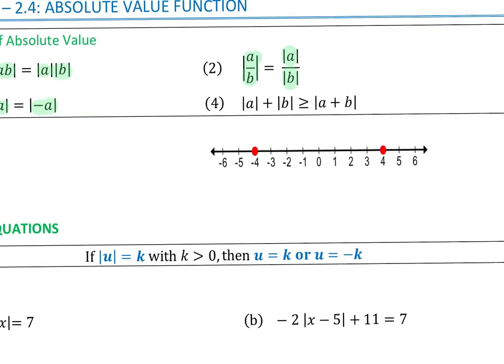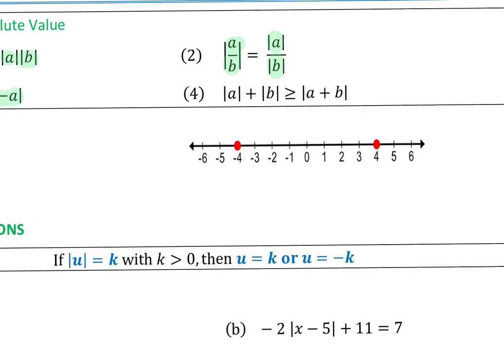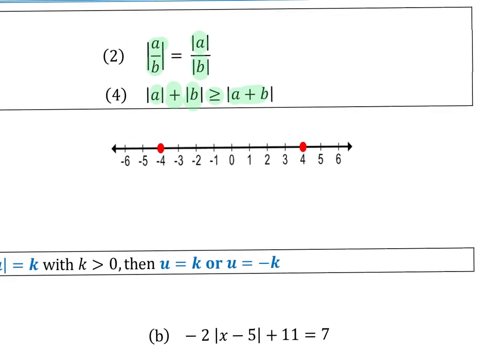The fourth property I would like to touch on, you won't be using that, but it's more a cautionary property, that when you talk about addition with absolute values, there's no equality. It can be equal, but basically if you take the absolute value first and then add, that's not necessarily going to equal the addition first, then the absolute value. It could be, but it could also be larger than.